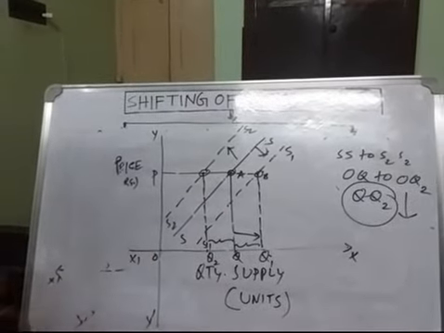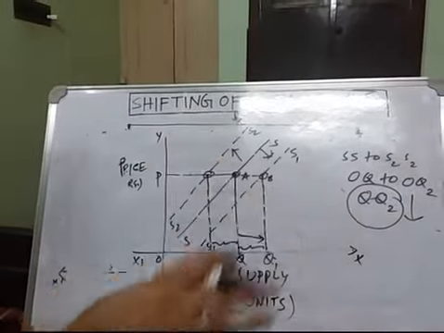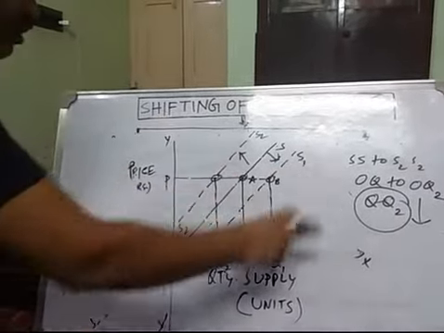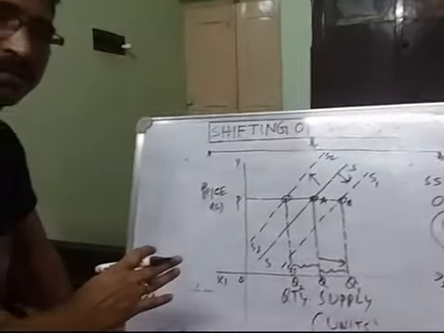So if you add together the increase and decrease of supply, then you can get the entire concept of the shifting of the supply curve. So clear on this part?